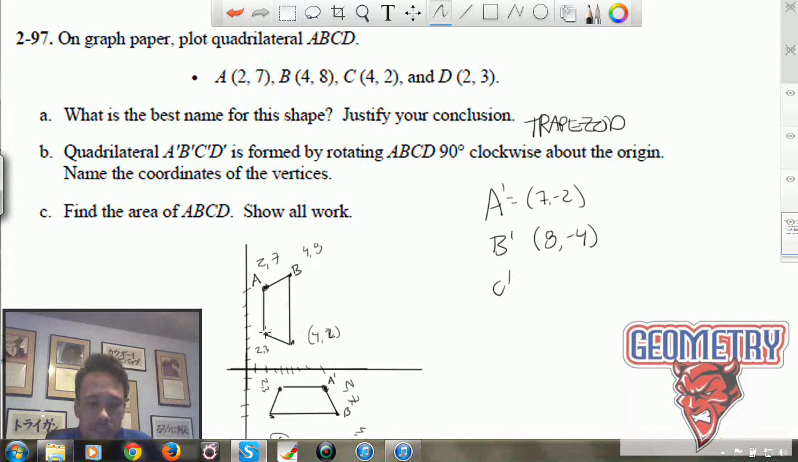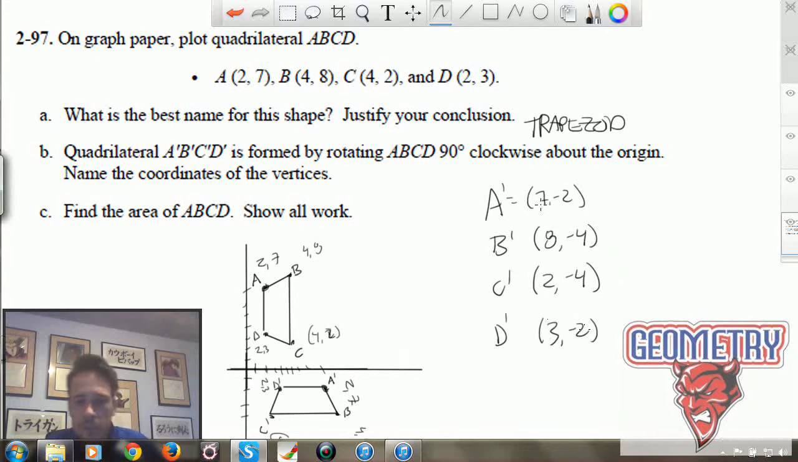Okay. C was this point, 4, 2, so that means this is C prime. So if the original point was over 4, up 2, this new point C prime is now over 2, down 4. And then D prime, so this was D at 2, 3, so that means if original D was over 2, up 3, D prime is over 3, down 2.